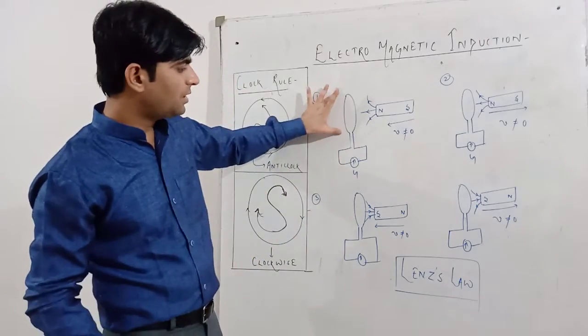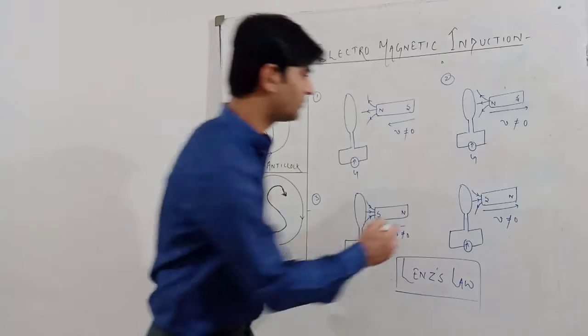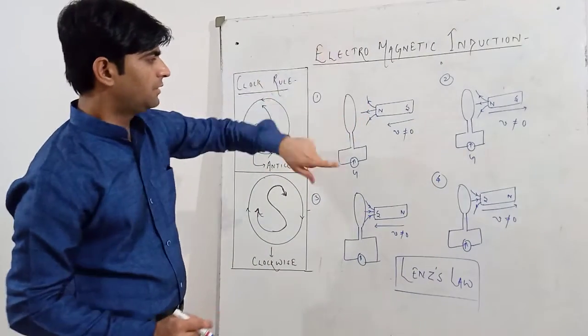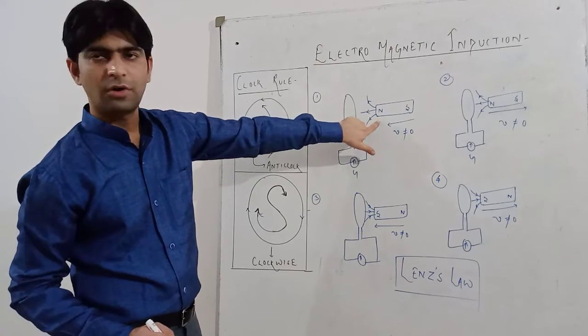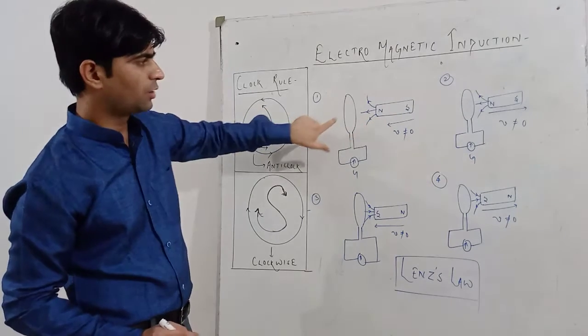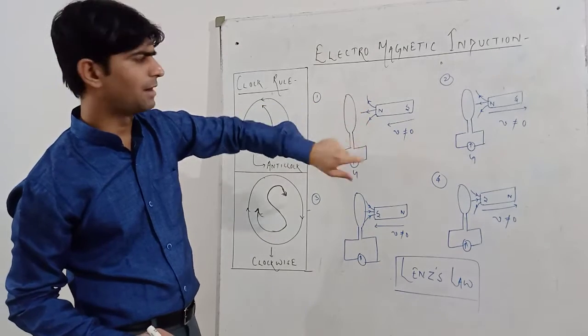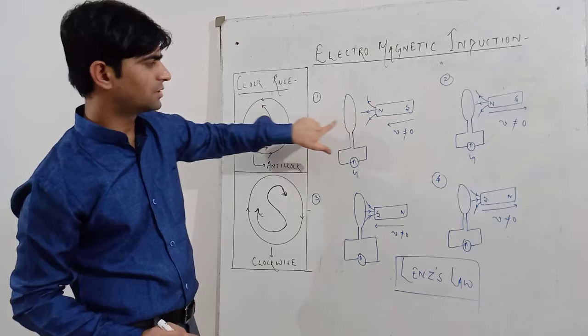Here we have this coil. I have drawn 4 diagrams, 4 cases. We will discuss them one by one. In the first case, the north pole of the bar magnet is moving towards the coil. I have just drawn a few lines here, not the complete field lines of the bar magnet. North pole is moving towards the coil.